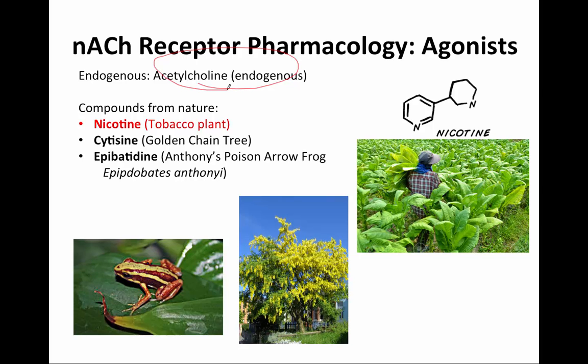Some of the agonists that are used in research include nicotine, a compound from the tobacco plant, which the receptors were named after, cytisine from the golden chain tree, and epibatidine from a poison arrow frog. These compounds are generated in these plants and animals as a deterrent from predators.